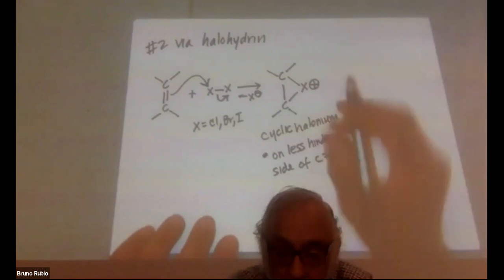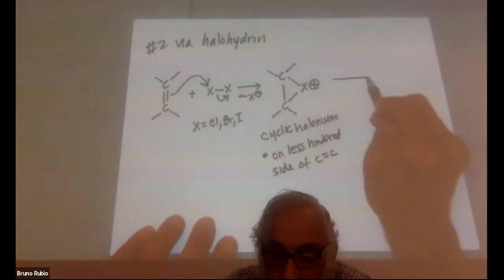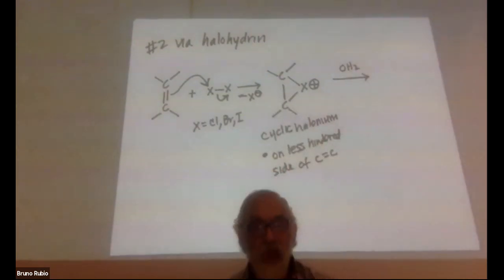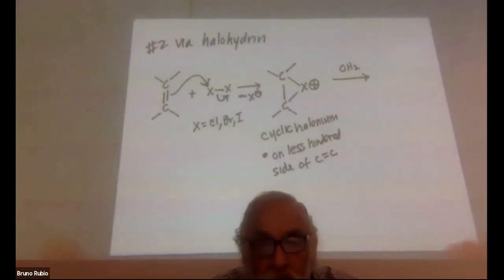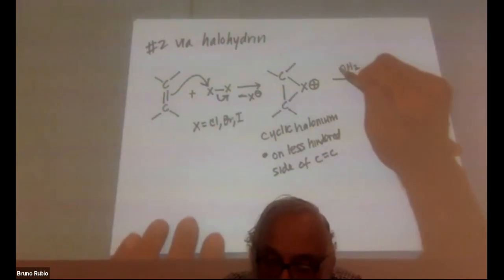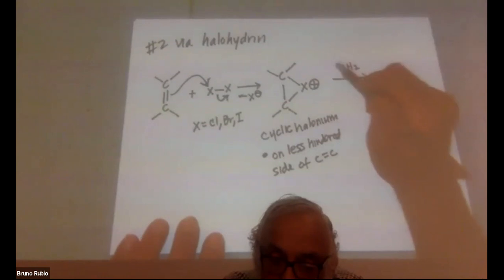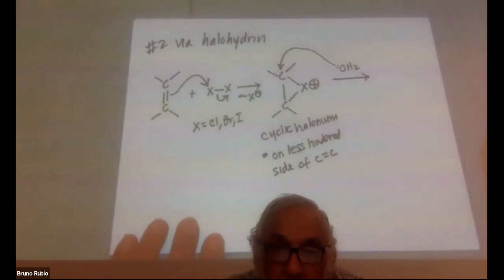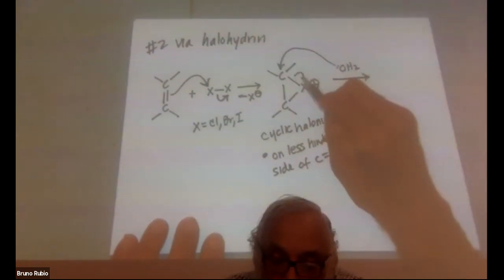Okay, now this cyclic halonium reacts with water. The halonium is an electrophile. I know that because I see an atom with a positive charge on it. It's horribly strained. It's a three-membered ring. It's dying to be busted open, and it will be busted open by water, which is in the reaction mixture. So water is the nucleophile. The water is going to attack one of the cyclic halonium carbons, and this bond breaks.